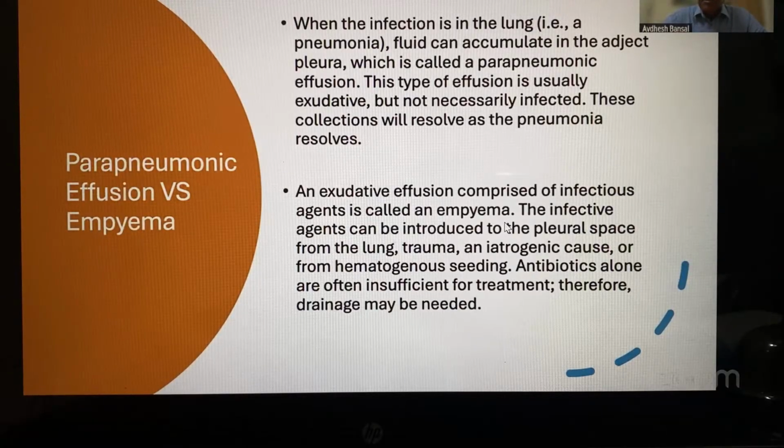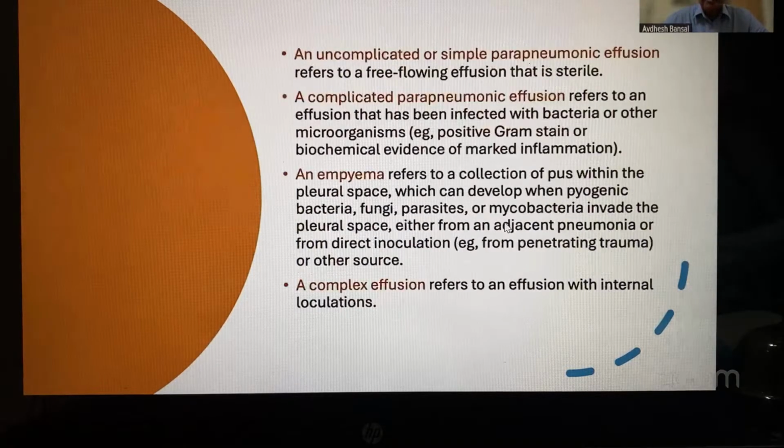Whereas when the infection travels to the pleural space and the fluid becomes infected, that is known as a parapneumonic effusion which is complex or complicated. And this infection can be because of either pneumonia in the lung or direct trauma or iatrogenic causes, something like penetrating trauma or esophageal rupture or cancer or coming from abdominal sources. So in these patients, antibiotics alone are often insufficient, and you need to have drainage, which is very, very important.